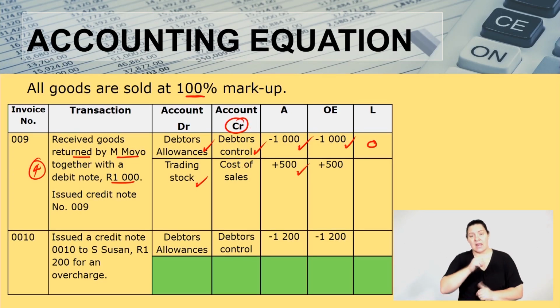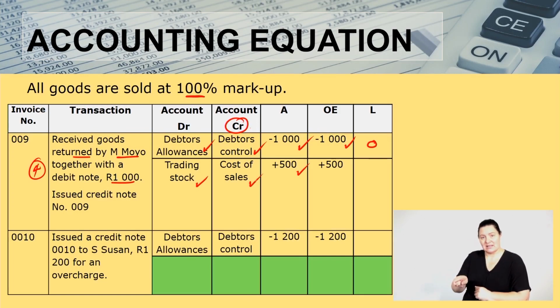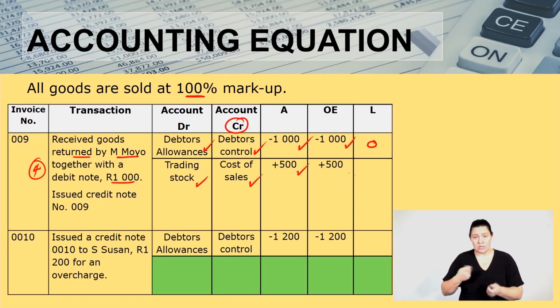And then the next account is going to be cost of sales. And I'm crediting cost of sales. In other words, I am decreasing my cost of sales, knowing cost of sales is an expense. So the moment you decrease your cost of sales, you come here, hence you see it's a plus 500 because you're decreasing cost of sales, which is an expense. Does it affect my liabilities? No, you remain with 0.